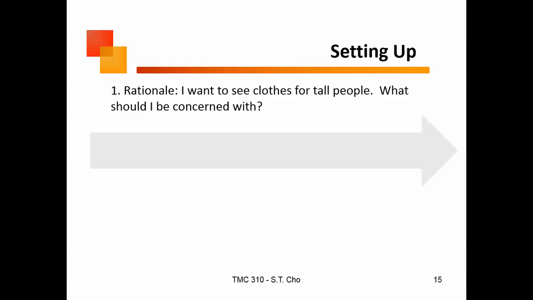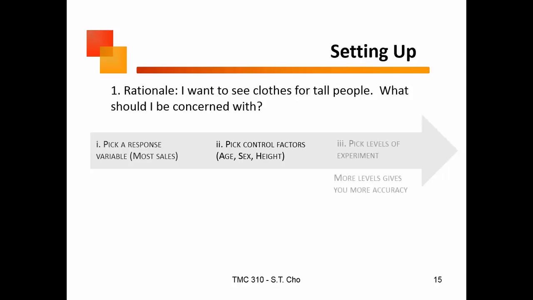And so here's an example of design of experiments. And again, what I'm looking for is significant factors. Which of these variables are actually significant? For example, I want to see if people are going to buy clothes for tall people. So I pick a response variable. What am I interested in? I'm interested in what's going to generate the most sales. Then I pick my variables that I think define that. So I'm just going to say it's age, sex, and height.